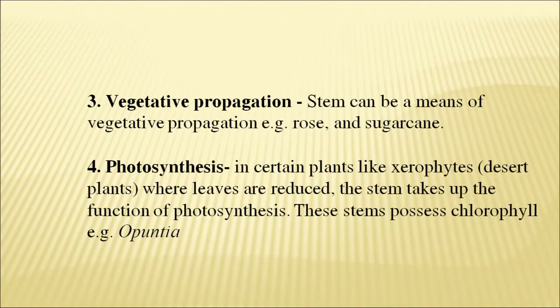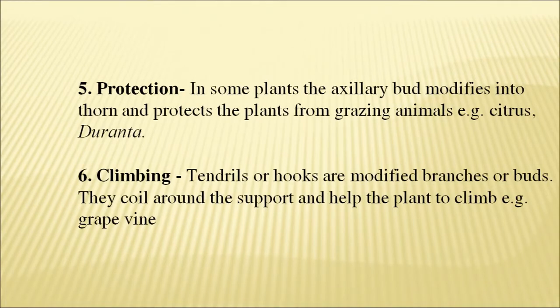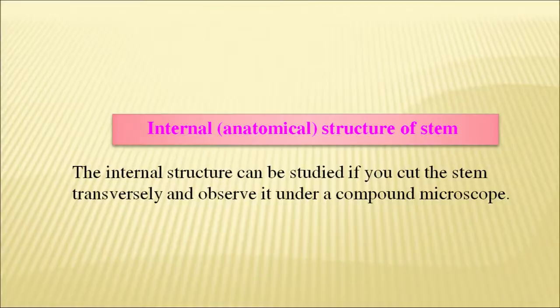So, the stem also performs photosynthesis, as I have already shown you, and protection in the form of thorns. Then climbing up: when the stem is weak and cannot stand on its own, the modifications on the stem in the form of tendrils or hooks help the plant to grow up. Then we shall talk about other modifications and some anatomical structures of the stem in the subsequent lecture.